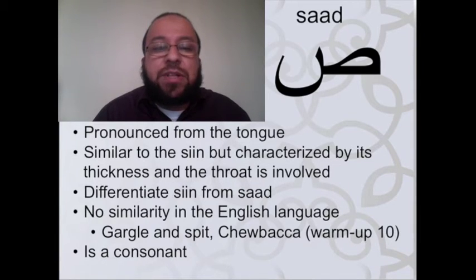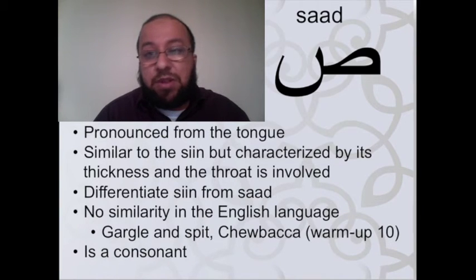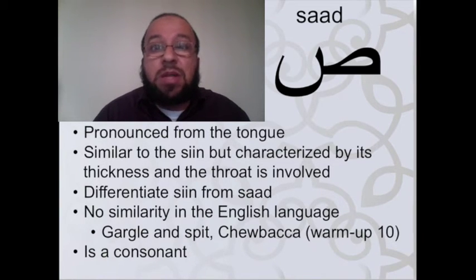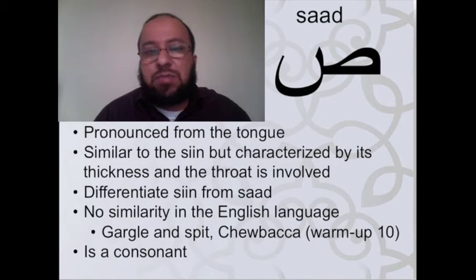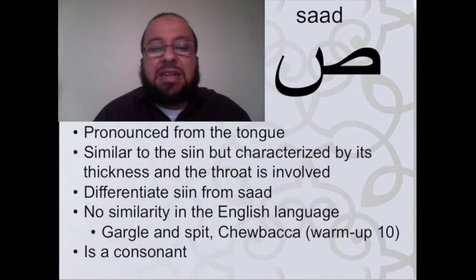And you have to differentiate the letter Sin that we learned in the previous lesson from the letter saad. Now, it has no similarity in the English language. And this is another one of those difficult, very throaty letters that you have to get used to. Sin is close to S, but there is no similarity in the English language to the saad. The letter is saad.